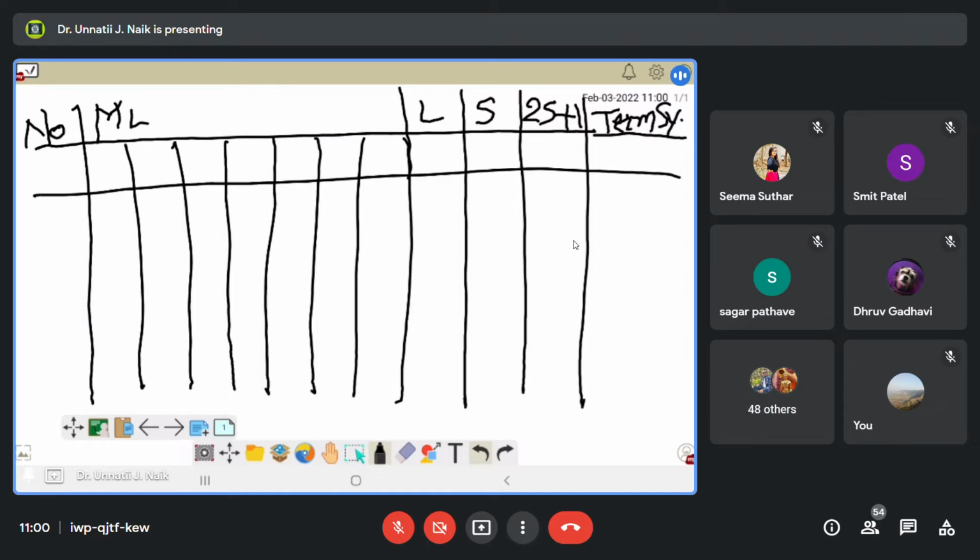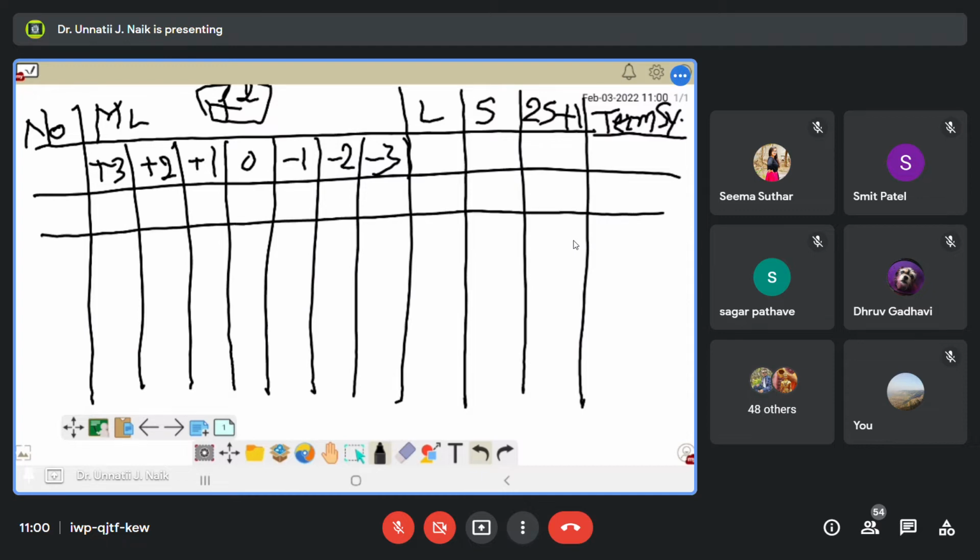Now, as we all know, we have first plus 3, then plus 2, plus 1, 0, minus 1, minus 2, minus 3. We are talking about the f2 arrangement. Now I have a serial number. This is actually not the electron number. We can say it is a serial number, or you can consider it as a microstate number. Number 1, as we have discussed.